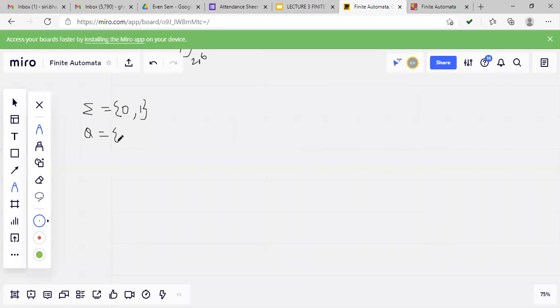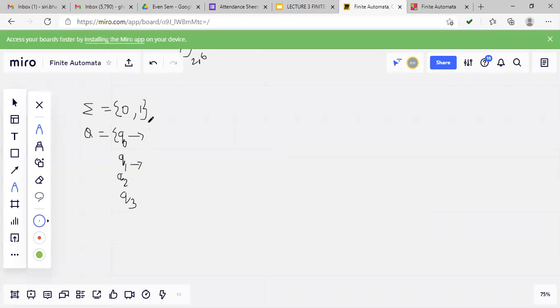What will be our Q? Yes, it will not affect our Q. The number system will affect only the summation, that is your input. It will not affect your state, because whatever it is, the remainder is the same. The possible remainders will be Q0, Q1, Q2 and Q3, that is 0, 1, 2 and 3. So our states will be the same.